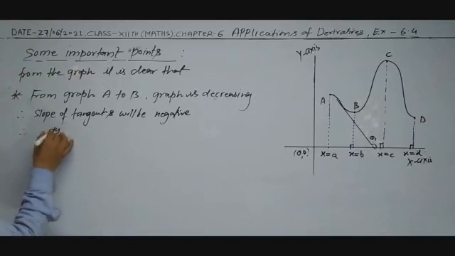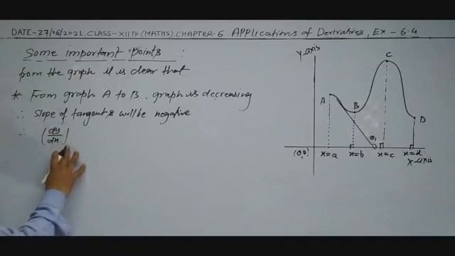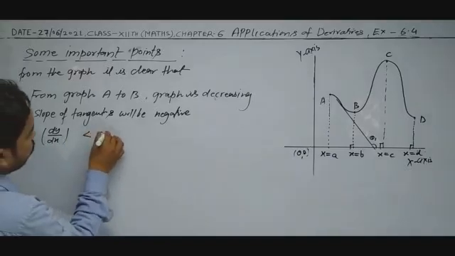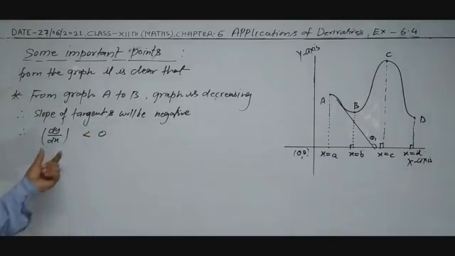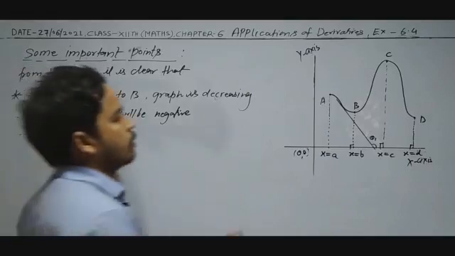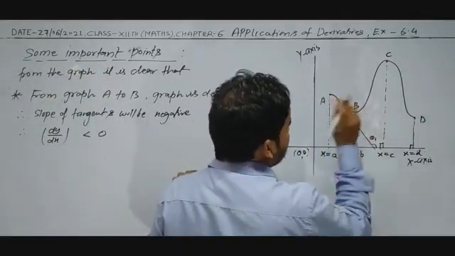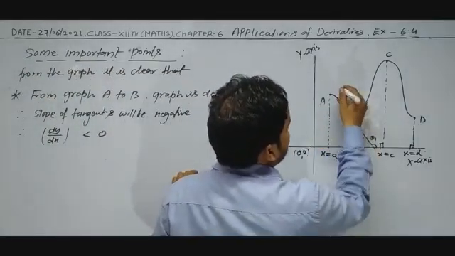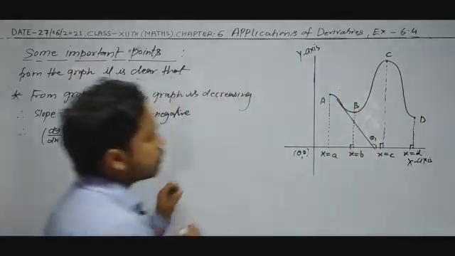Therefore, you know, the derivative of the function is always equal to the slope of the tangent. This is negative. The slope of the tangent is negative.